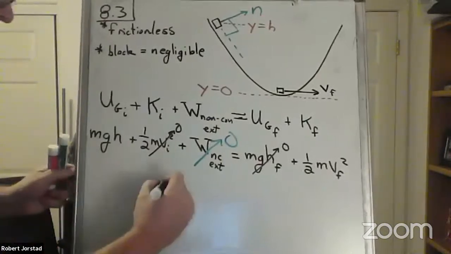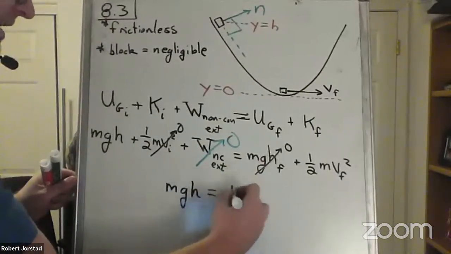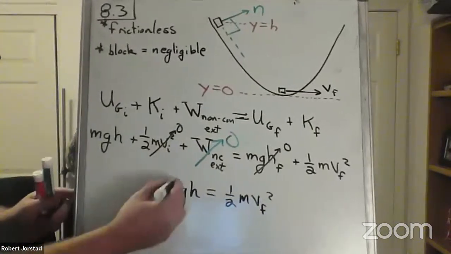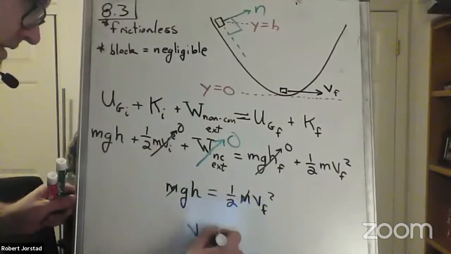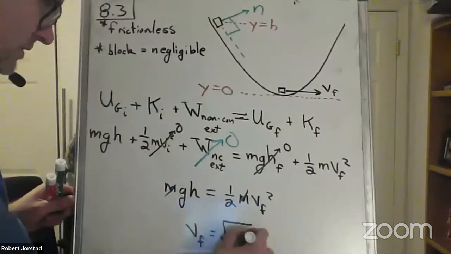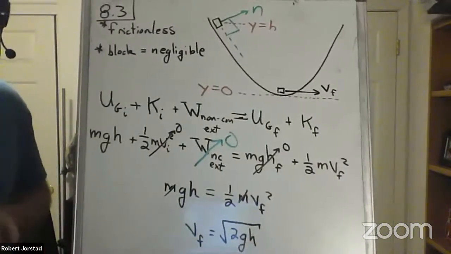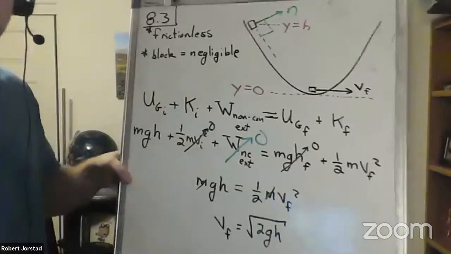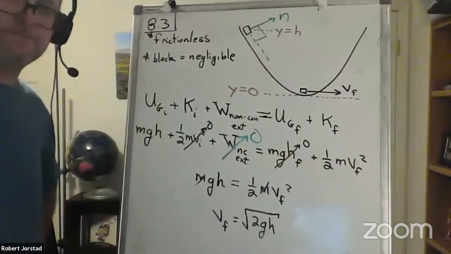Now, in this case, we've got mgh is equal to 1/2 mv squared. Oh my gosh, the mass drops out. The final speed equals the square root of 2gh. All right, so far so good. Any questions on that?